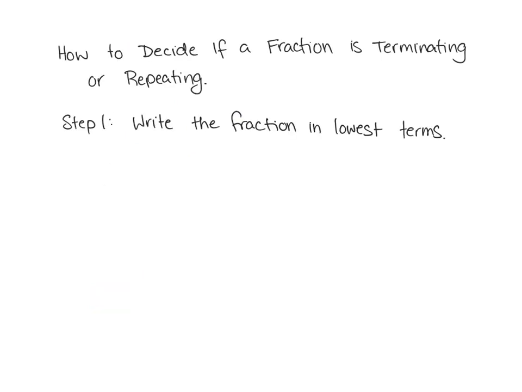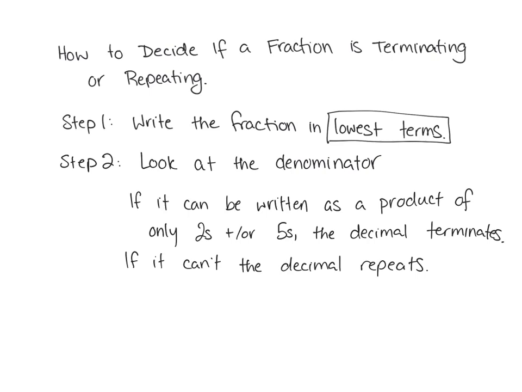Step 1 in how to decide if a fraction is terminating or repeating is to write the fraction in lowest terms. And lowest terms means we cannot divide both numbers by anything other than 1. Your second step is to look at the denominator, which is the bottom number. If it can be written as a product or multiplication of only 2's and/or 5's, the decimal will terminate. If you can't make it only 2's and 5's, then it will repeat.